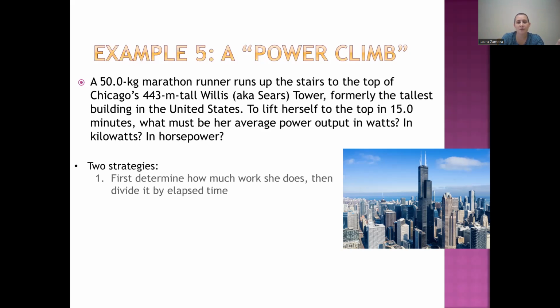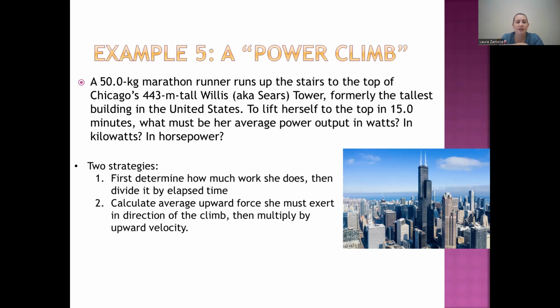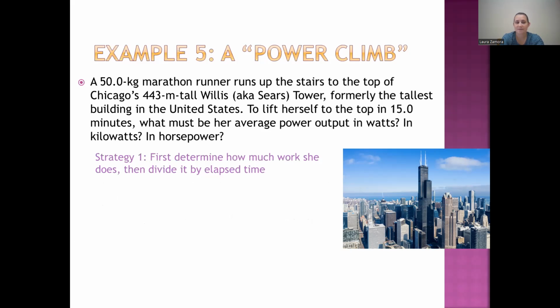Okay, so based on what we're given, we have two strategies. We could first determine how much work she does and then divide it by the time. Or we can calculate the average upward force she has to exert in that direction and then multiply it by the upward velocity. So let's do it both ways. Okay, the first strategy would be finding the work and then dividing it by the time.